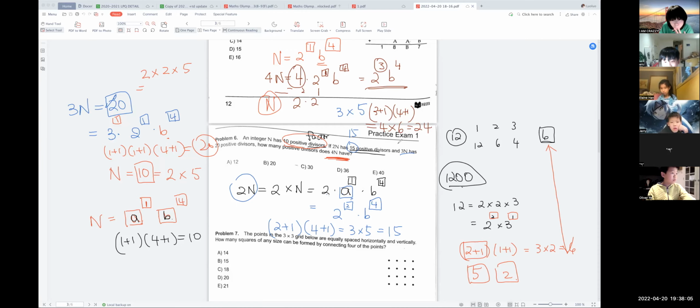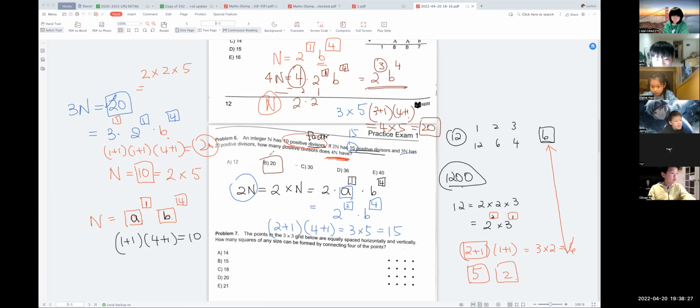Oh, sorry. 4 plus 1 equals 5. I said 6. So 4 plus 1 equals 5. So 4 times 5 equals 20. So there are altogether 20 factors there.